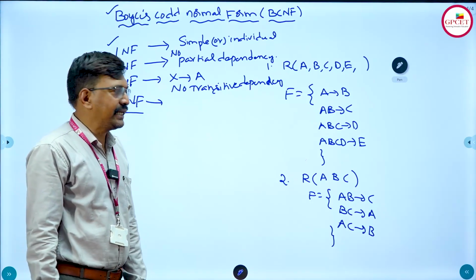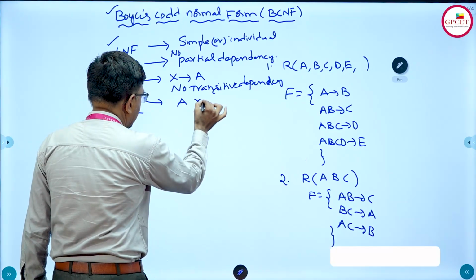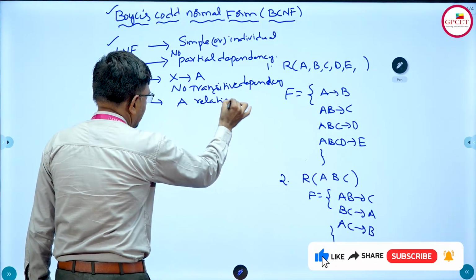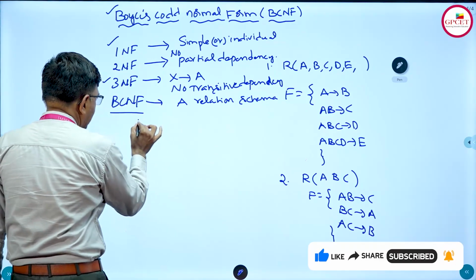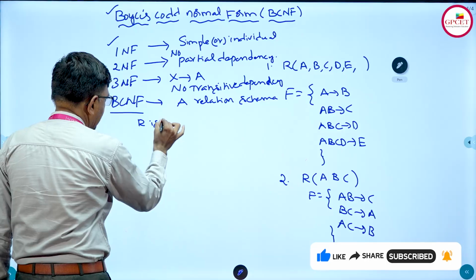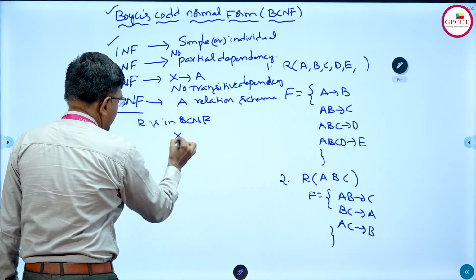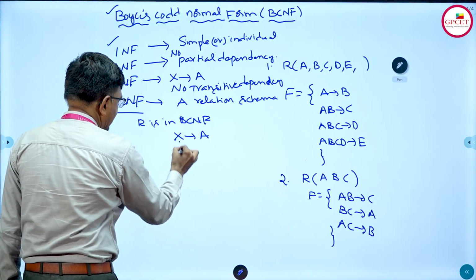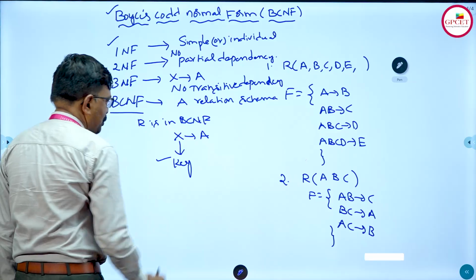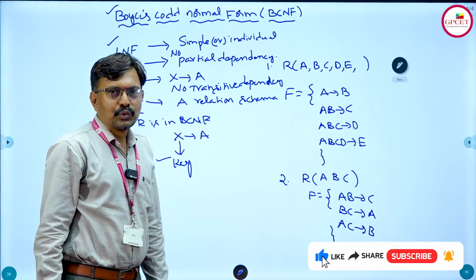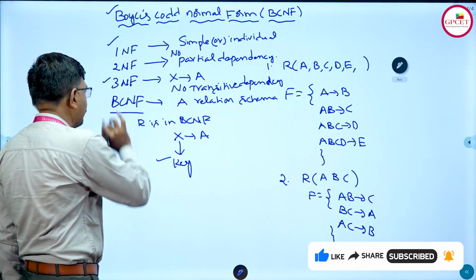What is meant by BCNF? A relation schema R is in BCNF if, whenever X tends to A holds, X must and should be a key, that is a super key or primary key or candidate key. Clear? That is the definition of Boyce-Codd normal form.